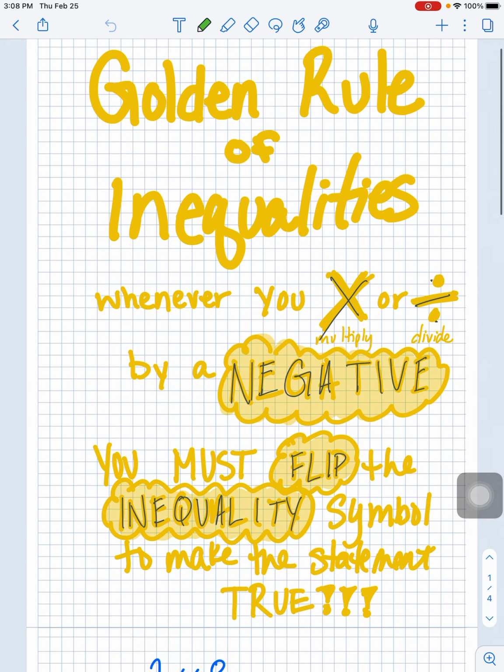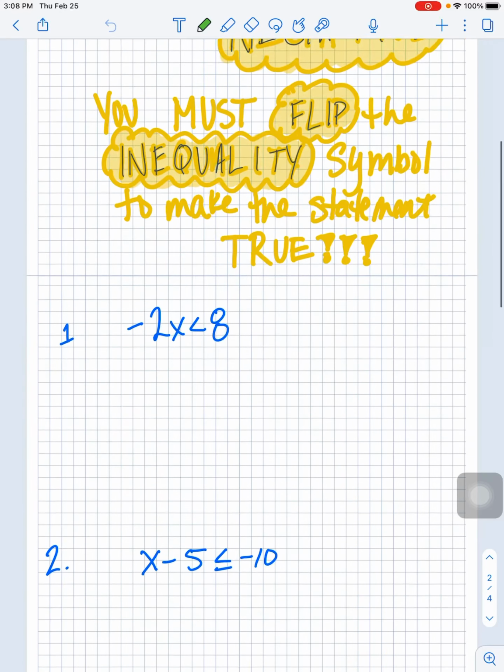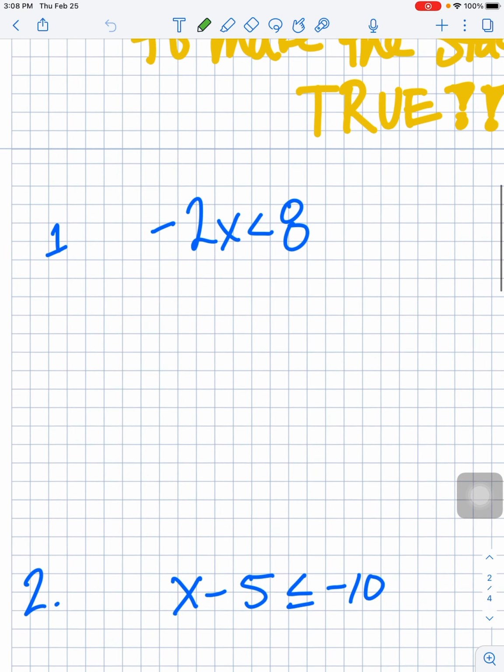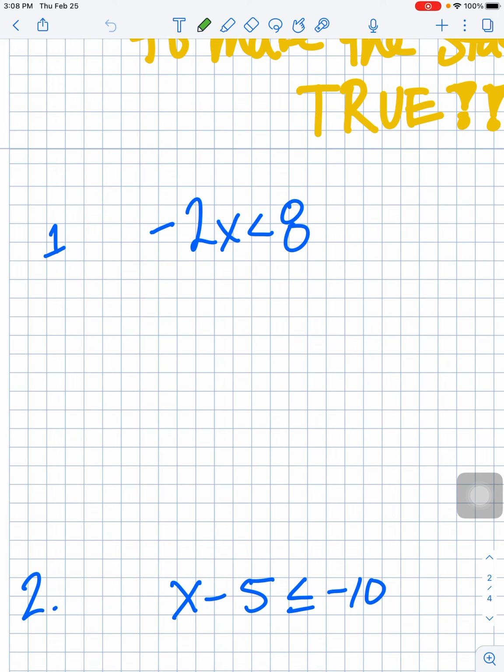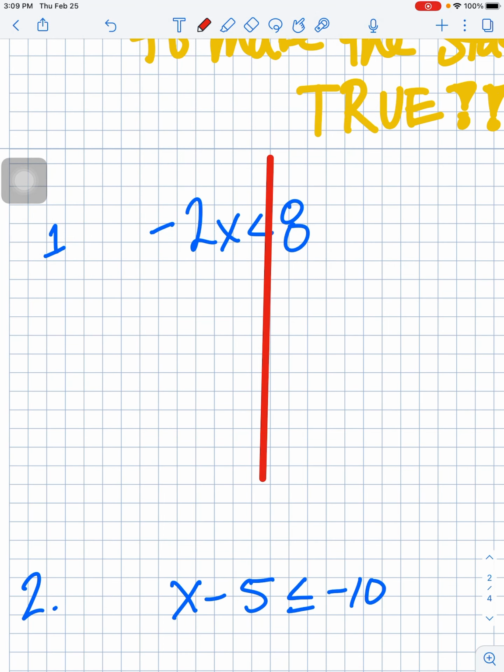So today I would like to do just a couple of examples throughout the formative with you and then let you get started. So number 1 says negative 2x is less than 8. So I have to first look at what's happening. I'm going to go ahead and draw my line to separate my two sides. What's happening between the negative 2 and the x? Well, when there's no symbol, it's multiplication. So the opposite of multiplication is to divide. So I need to divide both sides by negative 2.